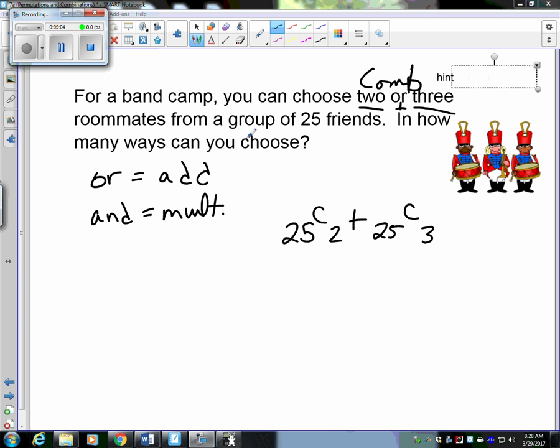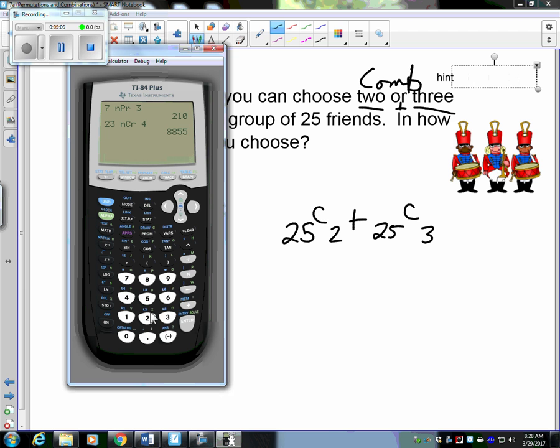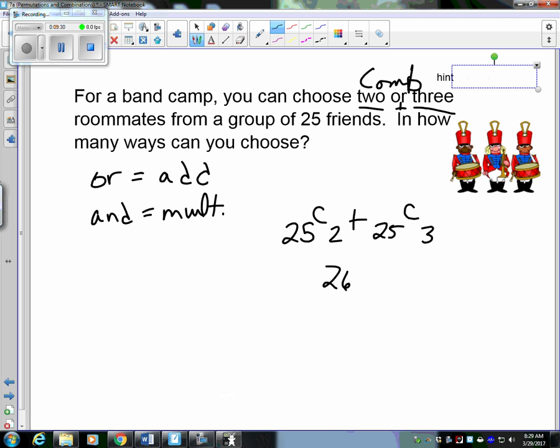Sorry about that. So we have combination 25, choose 2. We're going to add that to 25, combination, choose 3 of them, and we get 2,600 different possibilities. So 2,600 different ways you can choose groups of 2 or 3 roommates.